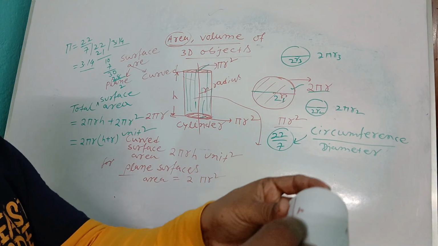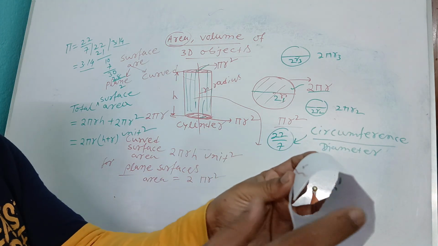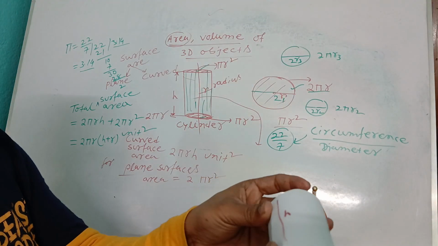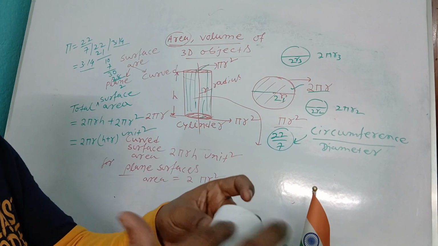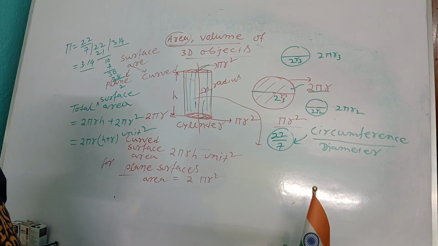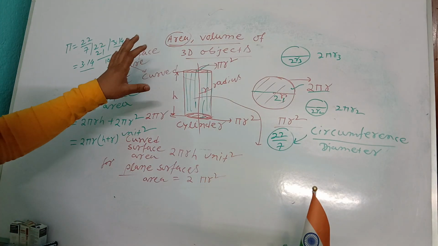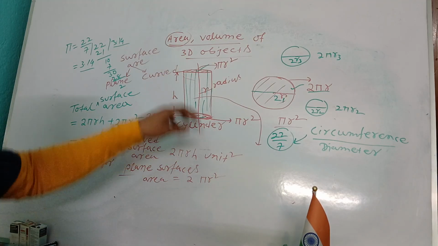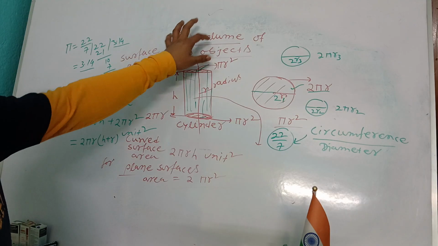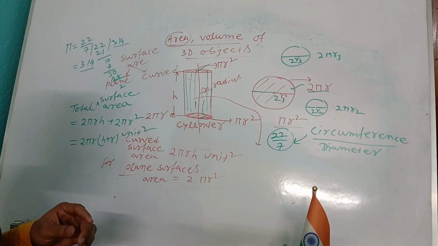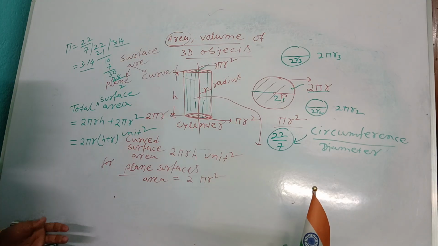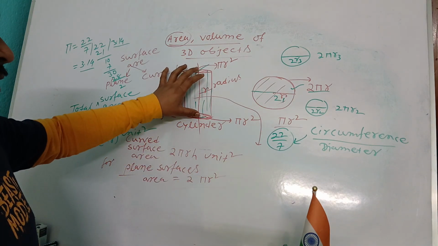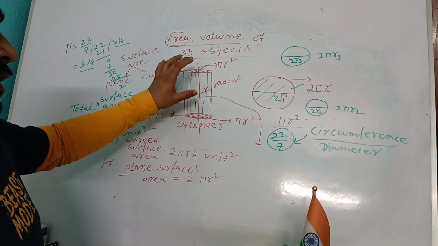If it is hollow, it means two lids are absent, or two plane surfaces are absent. It is only hollow. Then area means only curved surface area. So this is related to the right circular cylinder, and it is about only area. How to find volume? So the volume concept: volume is the space present inside that particular object.